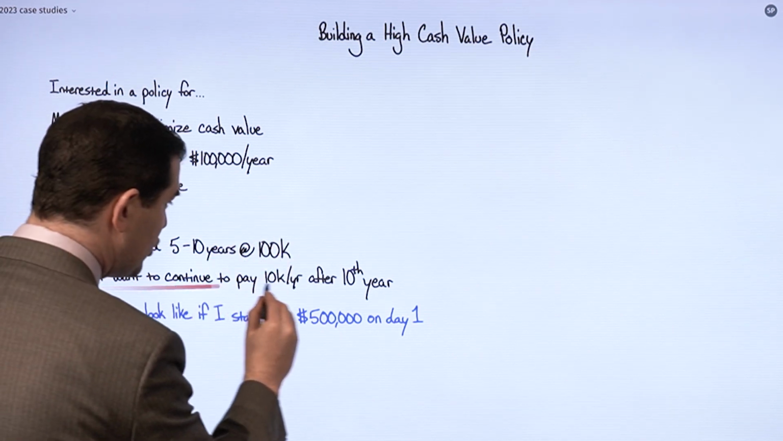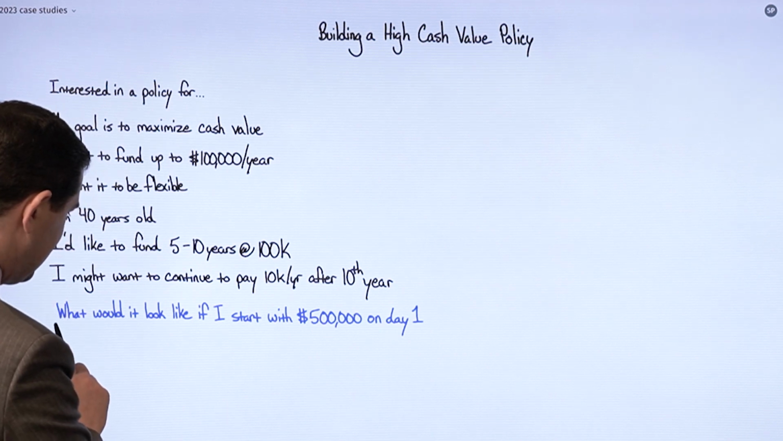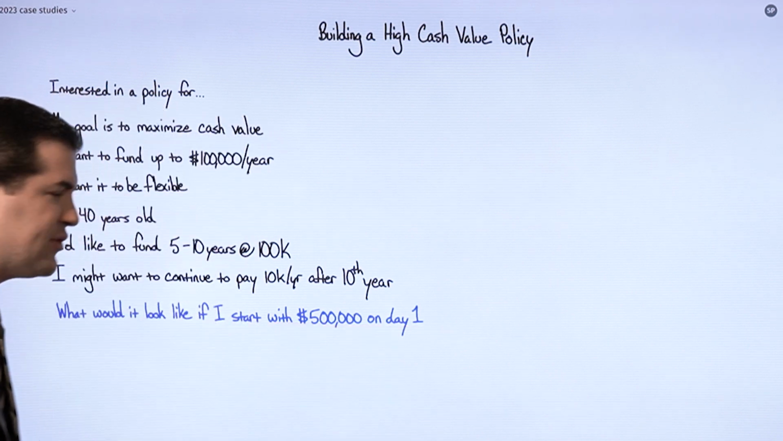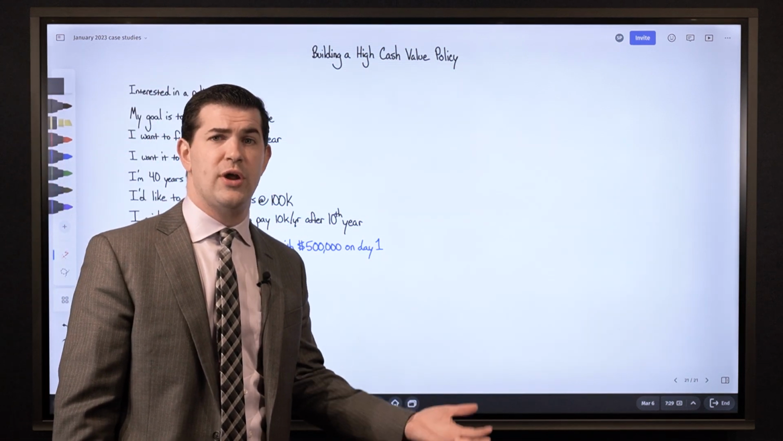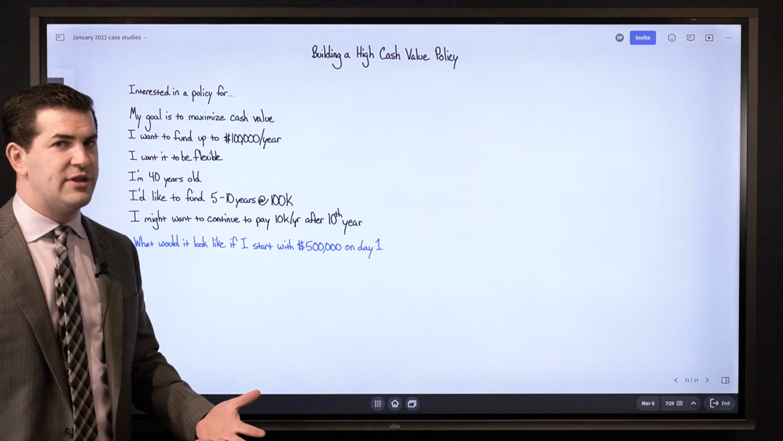However, I might want to continue to pay into the policy at $10,000 per year beginning year 11. After I max fund it, if I get $100,000 in for 10 years, how much is that? That's $1 million into a whole life insurance policy. And then, by the way, here's the bonus illustration. We'll call it this. What would it look like if I throw a $500,000 lump sum into the policy right out of the gates and then continue to pay $100,000 per year? So if he starts with a very large lump sum, what would that look like?